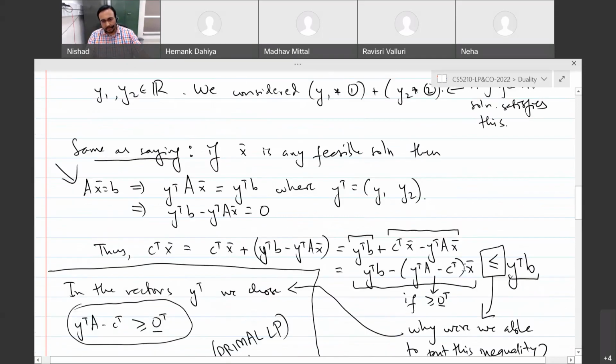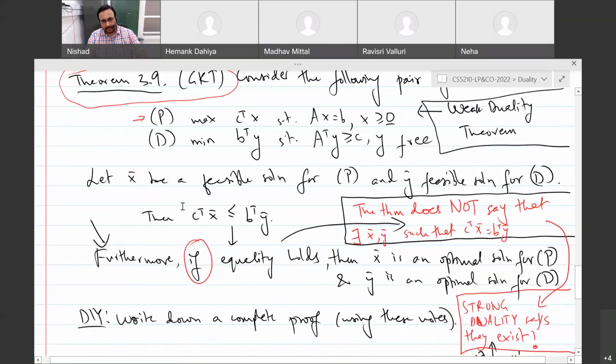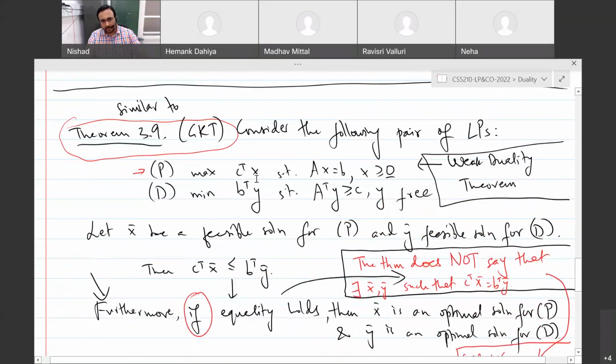So in particular for the standard equality form, the dual looks like this. So you have maximize C transpose X subject to AX equals B, X is non-negative. So your dual is going to be minimize B transpose Y subject to A transpose Y is at least C and Y's are free variables.